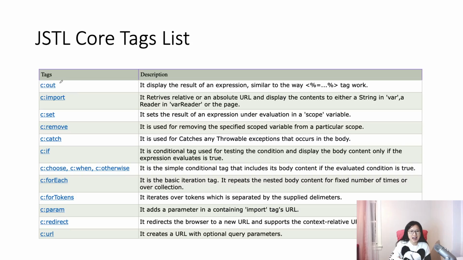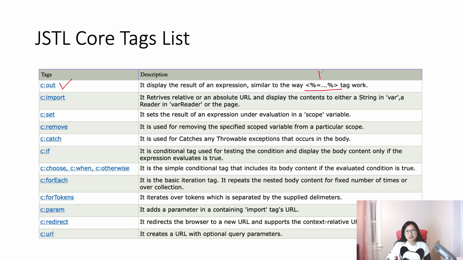We introduced c:out, okay, which can be used to display the result of an expression. And most of the time for the value, we will use EL expression. It's going to be used to display the result of the attribute in page, request, session, and application scope, right?